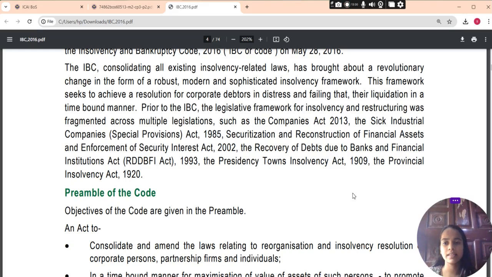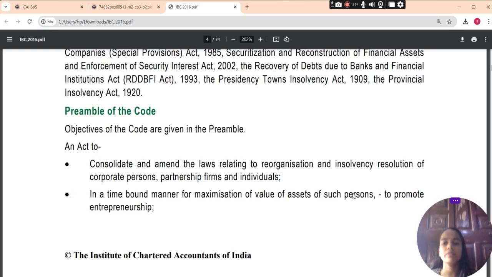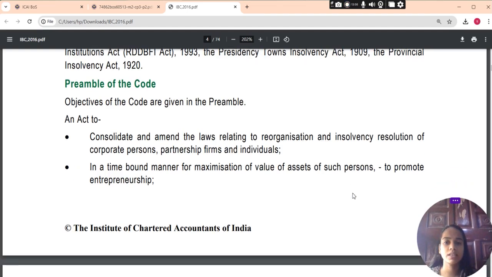Companies Act 2013. Sick Industrial Companies Special Provisions Act 1985. Securitization and Reconstruction of Financial Assets and SARFAESI Act 2002. The 1985 Act is something related to sick industrial companies. Recovery of Debts Due to Banks and Financial Institutions Act 1993, the Presidency Towns Insolvency Act 1909 and the Provincial Insolvency Act 1920. Preamble of the code, objectives of the code are given in the preamble.